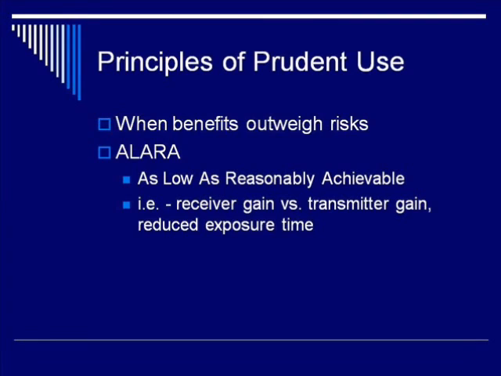We do this in a variety of ways. For example, we use receiver gain instead of transmitter gain, because receiver gain does not increase the amount of power we use. We use a reduced exposure time. We expose patients to ultrasound as little as possible to get the images we need to get. So long as you do that, you'll minimize the risk to your patient.